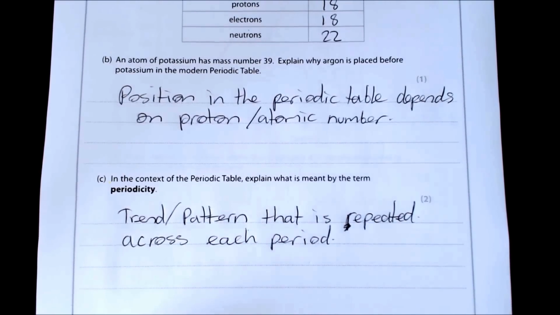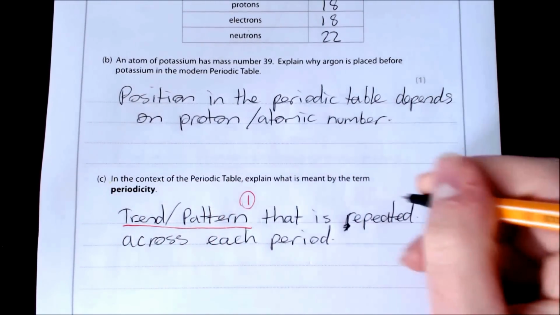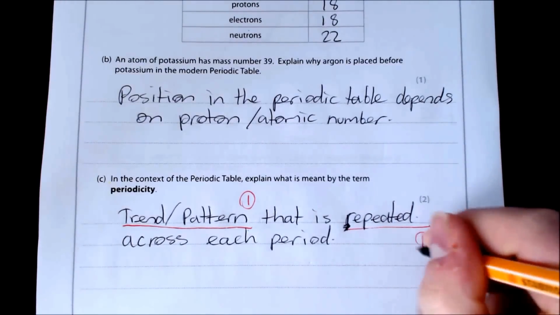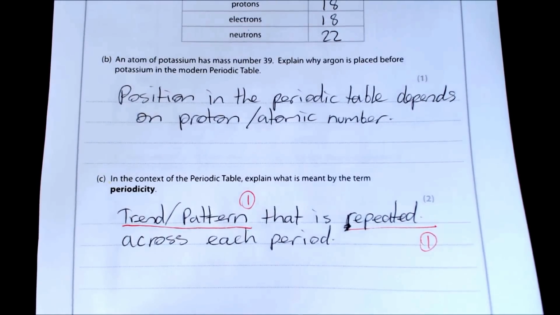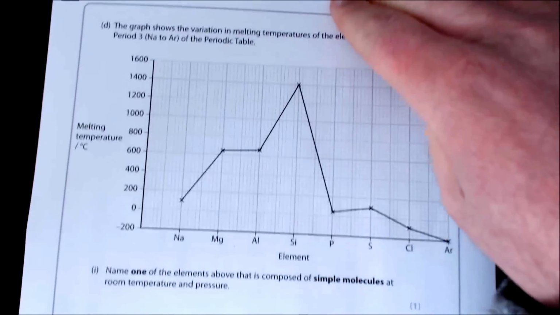So it's 2 marks here. So they're looking for a trend or some kind of pattern. That would actually get you the first mark. And the second mark is by saying that it's repeated. That gets the second mark there, across each period. So yeah, very important that you should know that, really. Okay, right, on to the next part.